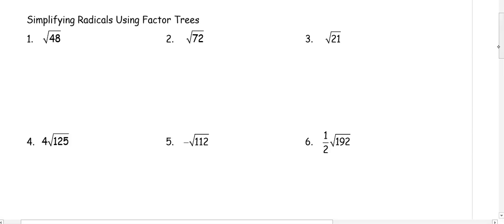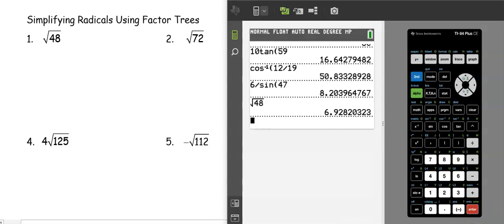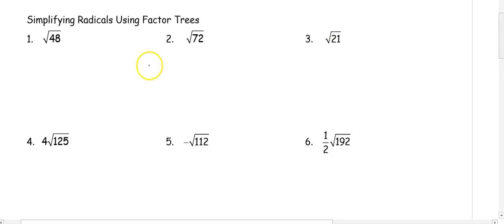So when it's not a perfect square, for example, if I was to type this in my calculator, the square root of 48 is not a nice whole number. It's going to give us a decimal. So we don't want to write it as a decimal. Instead, we want to make a factor tree to simplify our radical. So we're trying to figure out what are two numbers that multiply to 48. And there's a lot of different combinations you can pick. I'm going to pick 6 and 8.